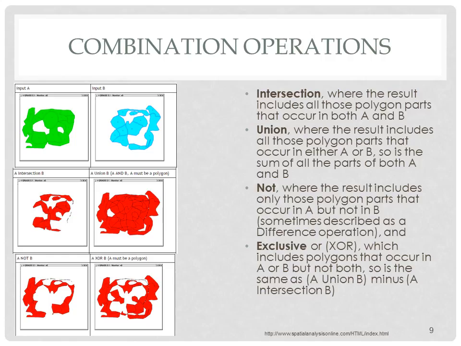Some combination operations include intersection, where the result includes all those polygon parts that occur both in A and B. Union, where the result includes all those polygon parts that occur in either A or B, so it is the sum of all the parts of both A and B. Not, where the result includes only those polygon parts that occur in A but not in B, sometimes described as a difference operation. And exclusive or, which includes polygons that occur in A or B, but not in both, so is the same as A union B minus A intersection B.